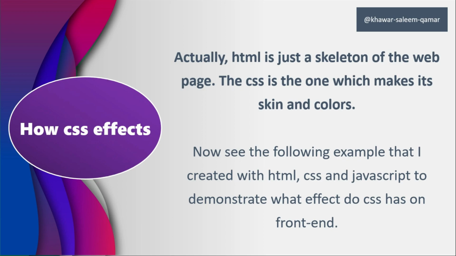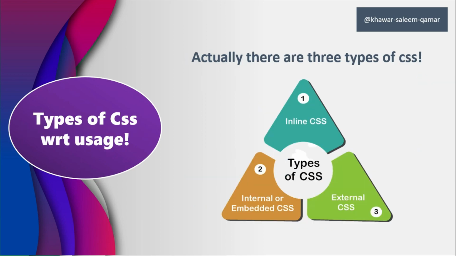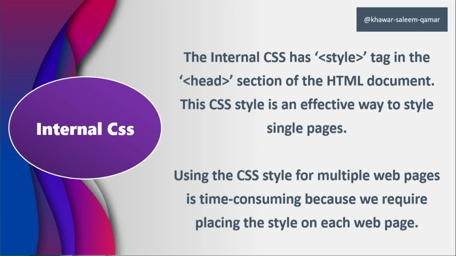So after seeing how CSS affects our HTML markup, we are going to jump into CSS usage, that is, what are the different ways by which we can use CSS in our HTML markup. There are 3 ways by which we can embed CSS into our page and make styling applicable on our pages. These 3 types are inline CSS, internal or embedded CSS, and external CSS. Let us go into each of them individually and see how we use each of these types of CSS. So first of all, it's internal CSS.